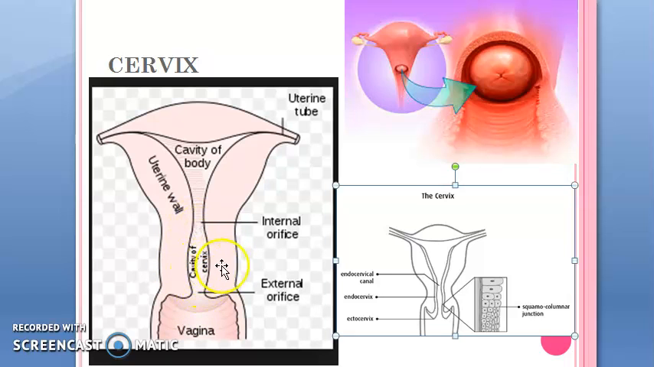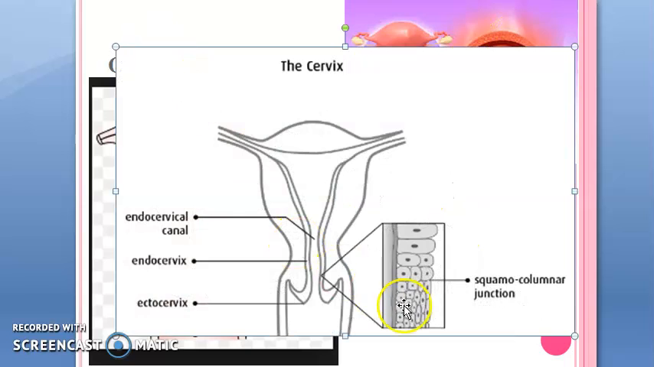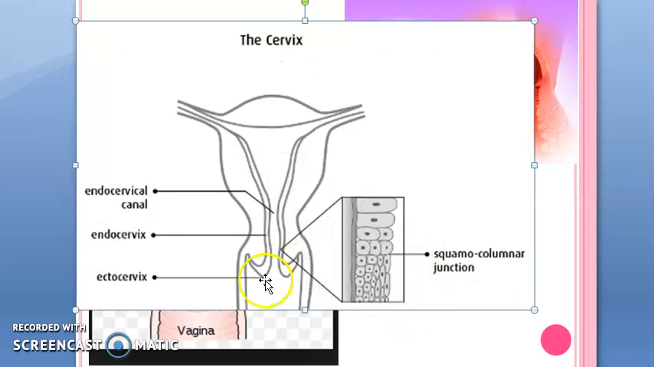Fine. So when you are viewing in a per vaginal exam, the cervix will look something like this. The external os will look like this. Here you can see that there is ectocervix, endocervix, and here in the middle you have the squamo-columnar junction. It is squamous outside and columnar inside. You have the squamo-columnar junction.